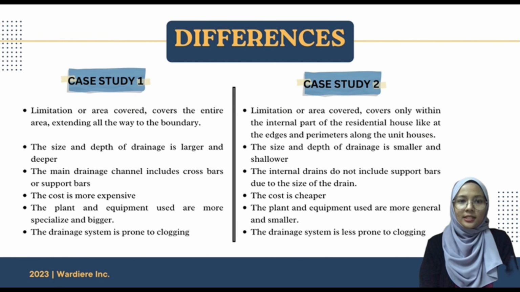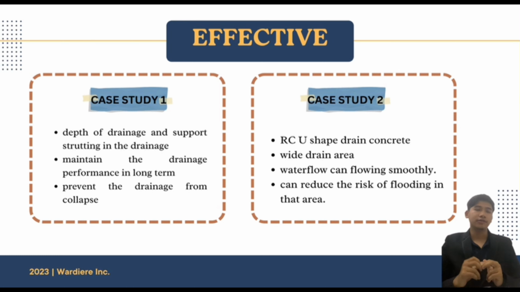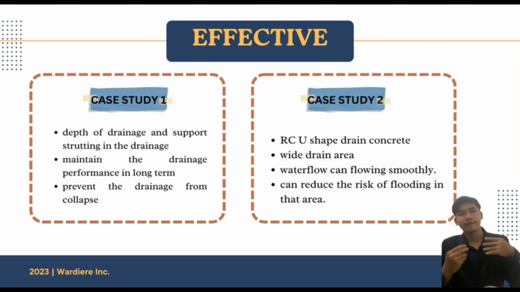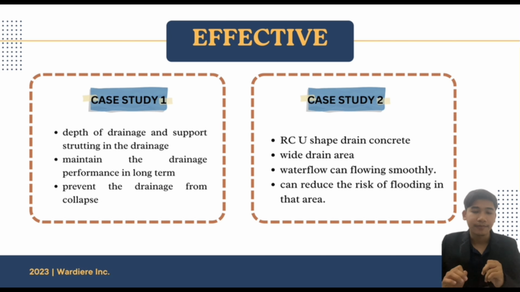Finally, the drainage system in case study 1 is more prone to clogging than case study 2, which needs to be improved. Okay, for the comparison between the two case studies, the effectiveness in case study number 1, which is in Gurun, Kedah, the depth of drainage and support strutting in the drainage system are quite strong, so it can maintain the drainage performance in the long term and also prevent the drainage from collapsing.